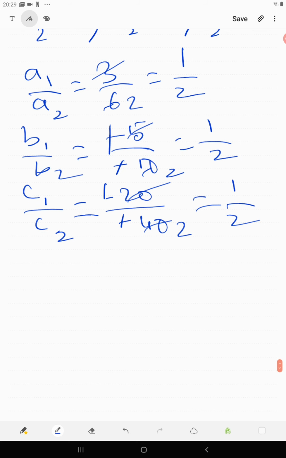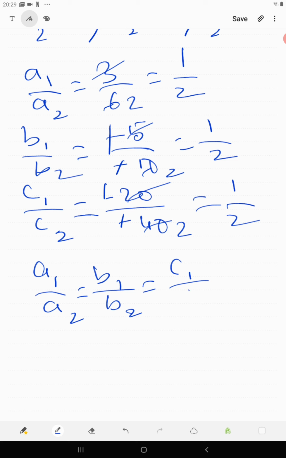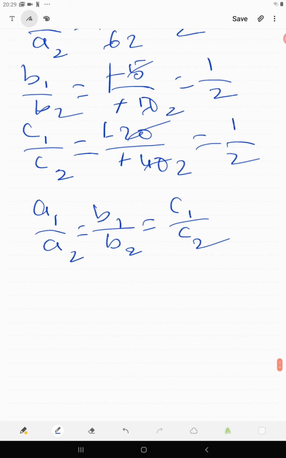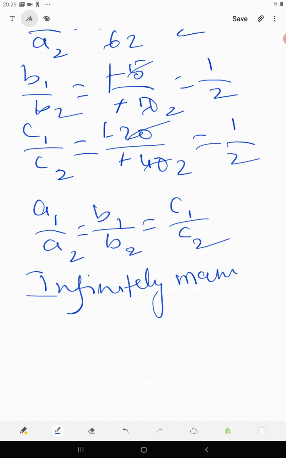So what we are getting is a1 by a2 equals b1 by b2 equals c1 by c2. So all the ratios we have got are the same. In this case we have infinitely many solutions. If you remember, infinitely many solutions. Then we don't need to find the values because it's not unique. So we don't need to use cross multiplication.